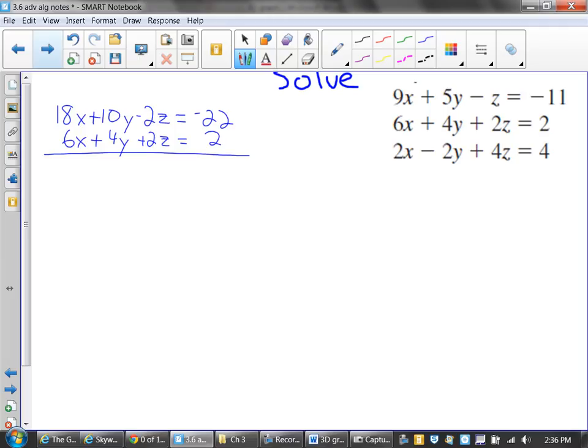I'm eliminating the value of Z in the second equation by using the first equation. I add those together. 24x plus 14y is -20. Use that first equation to eliminate Z in the third. What do you have to multiply the first equation by to get rid of Z in the third?